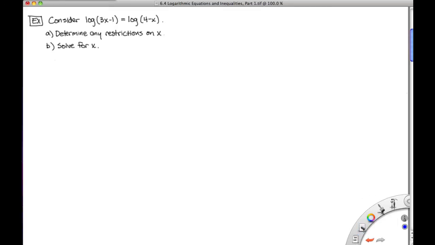So in part A, we're going to look at the two individual logarithmic expressions to determine what our restriction on x is going to be. So the first one, we've got the log of 3x minus 1. Now what this tells us is that the argument of this logarithm, the 3x minus 1, has to be strictly greater than 0. And if we were to continue solving this as an inequality, we would see that based on this logarithm, x is restricted as a number that has to be strictly greater than 1/3.